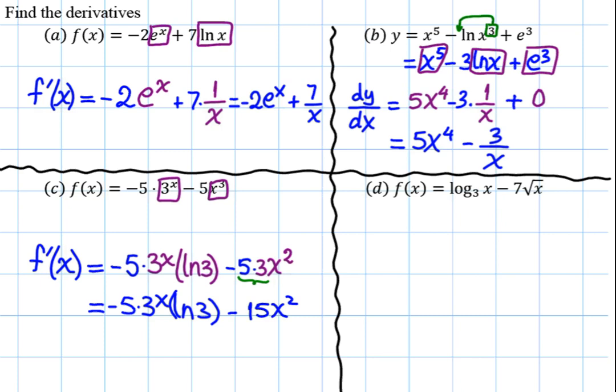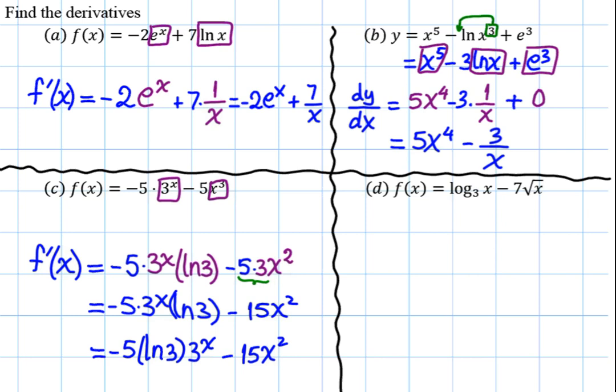Right. We could stop at that step, or if we want to, we can put the ln of 3 in the middle. And then we have 3 to the x power, and then minus 15x squared. Right? Now to the last one.